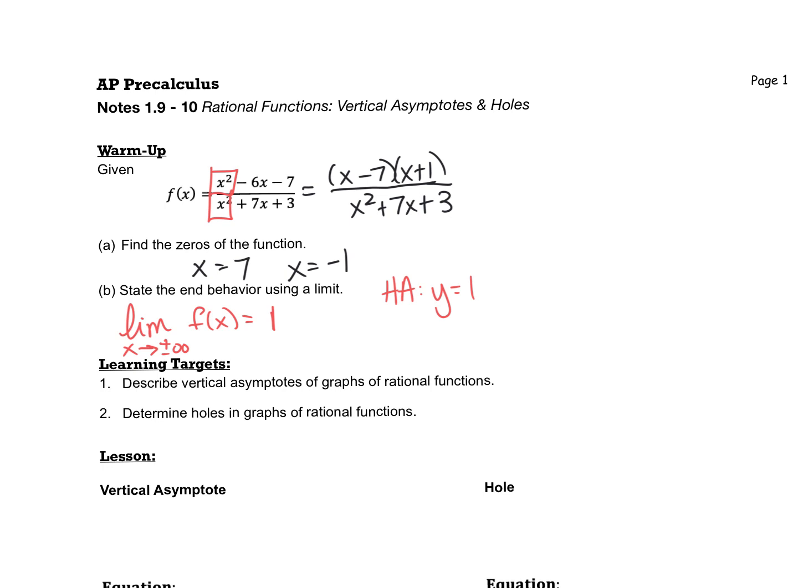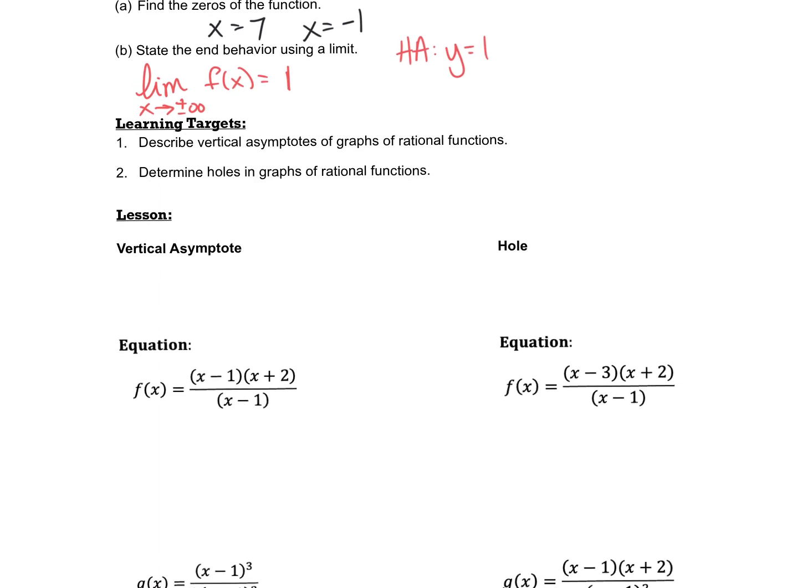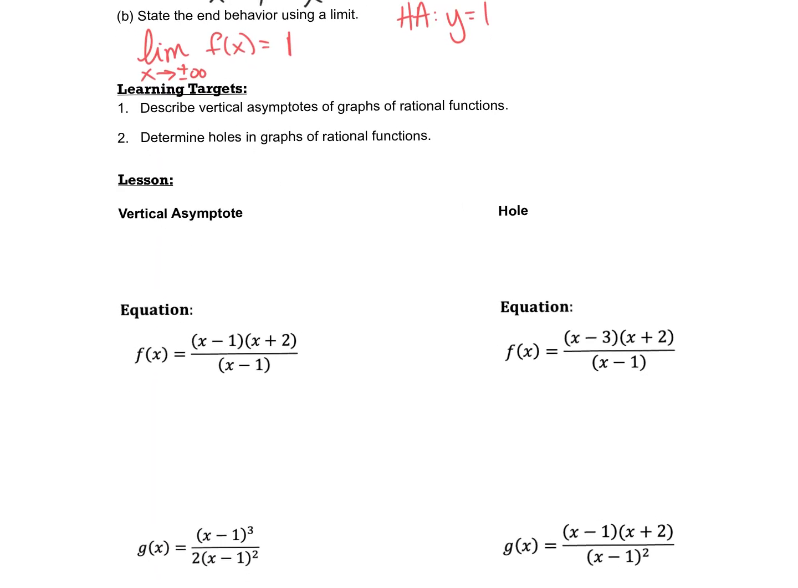So now let's talk about our learning targets for today. Today we're going to talk about vertical asymptotes of rational functions and how we find holes in the graph of a rational function. Yep, that is a thing where you just have a hole in the middle of your graph. So let's talk a minute about the differences between vertical asymptotes and holes. I think it's easier to address the hole first.